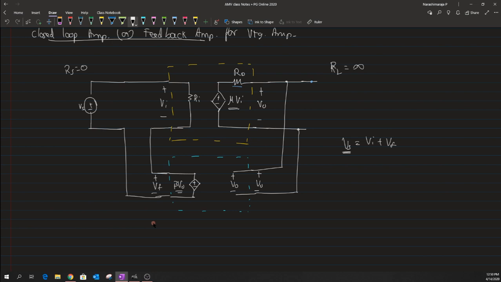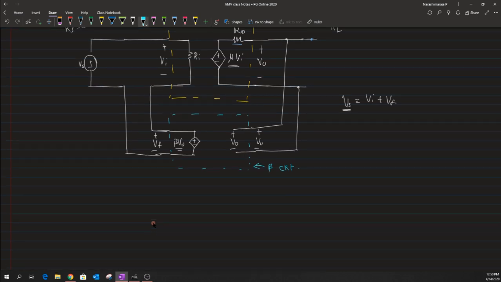I hope that it is clear. So the one that I have drawn here is nothing but the beta network, or the feedback circuit, okay. And in this case I am just going to add a few more quantities or parameters which we will be using later. So I am just going to call the input impedance RIF, and RIF is nothing but the input impedance of the feedback amplifier, or the closed loop amplifier, okay.